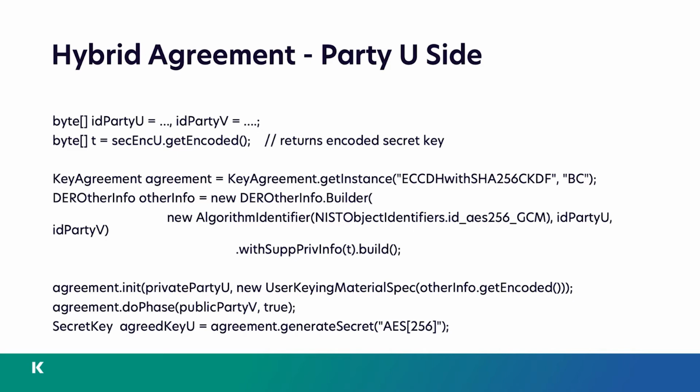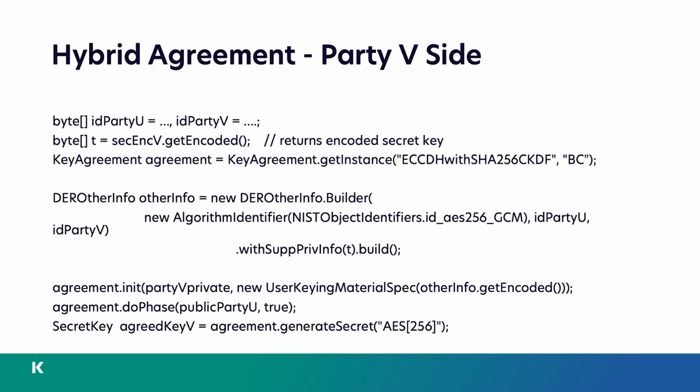It's fairly similar. We again have the IDs for both parties, and then we have the T-value from our PQC KEM. We request the same key agreement that party U did, and we build the other info object in the same fashion. We initialize the key agreement. This time we use party V's private key, and we again create a hybrid value parameter spec with the T-value, and we use the other info as our user keying material.